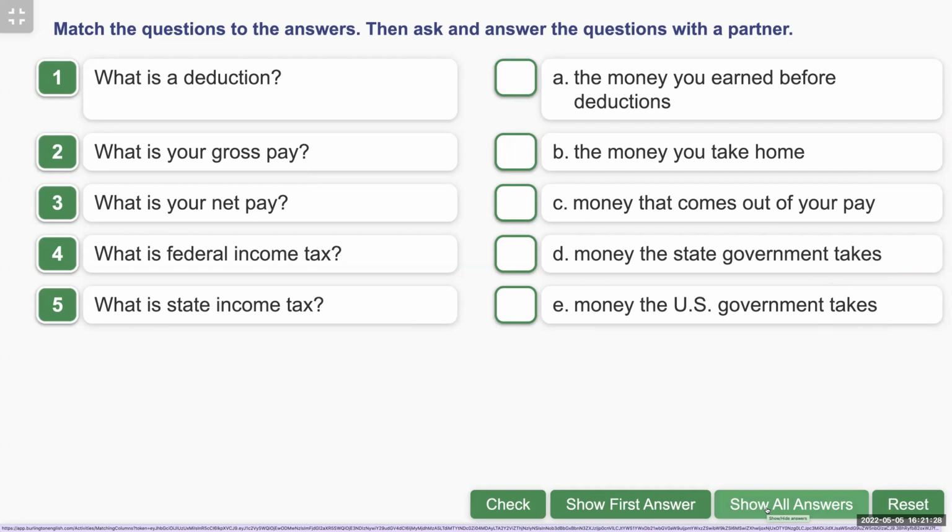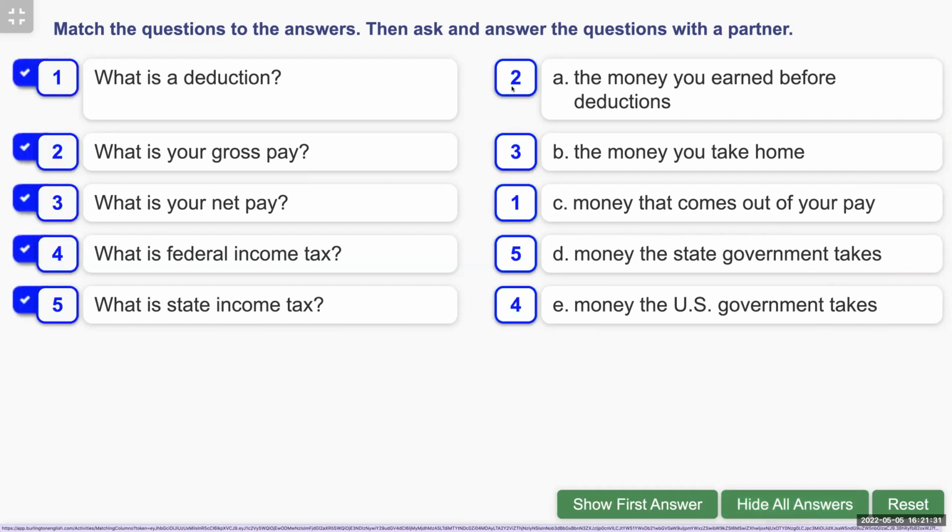If you're ready to see the answers: number 2, what is your gross pay? The money you earn before deductions. Number 3, what is your net pay? The money you take home. Letter C is number 1: what is a deduction? Money that comes out of your pay. Number 5, what is state income tax? Money the state government takes. And number 4, what is federal income tax? Money the US government takes.